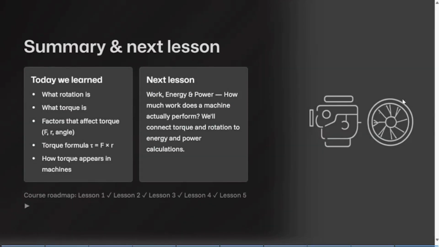So, let's review what we learned today. We defined rotation as motion around a fixed axis. We learned that torque is the turning effect of a force and explored the factors that affect it, including force, distance, and direction. We introduced the torque equation and saw how engineers use it to analyze and design machines. Finally, we looked at real-world examples showing how torque appears in tools, engines, turbines, and bicycles.